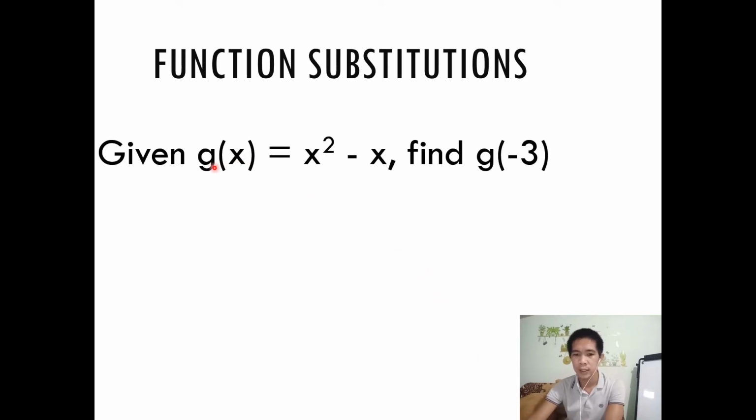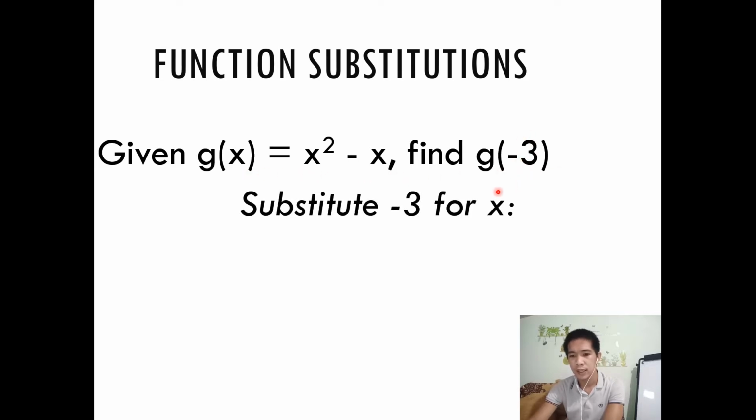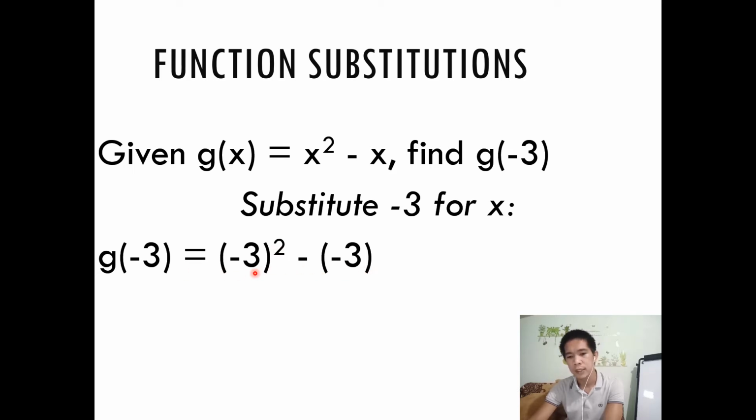Another example, again, if you have g of x, x squared minus x, find g of negative 3. So again, substitute negative 3 to every variable, sa lahat ng variable. So g of negative 3 is equal to negative 3 squared minus negative 3. So what happens here is, ito muna, exponent, negative 3 times negative 3, which is positive 9. Negative times negative, positive. So 9 plus 3 makes 12. So therefore, g of negative 3 is 12.